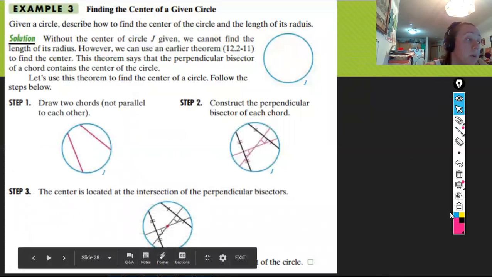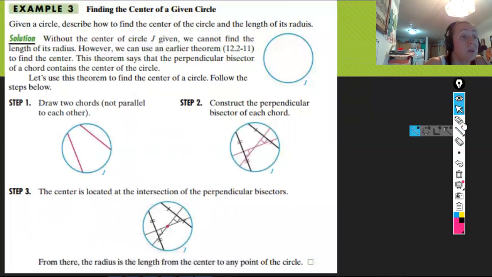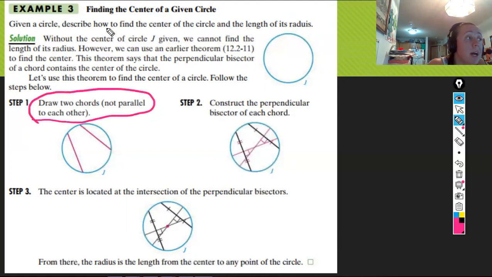of a circle? Okay. So all you need to know are these steps. This is what you need for this question for the homework. How to find the center of a circle and the length of the radius. Okay, so you're going to draw two chords in a circle. That's the first step. So for your notes, I would write finding the center of a given circle.